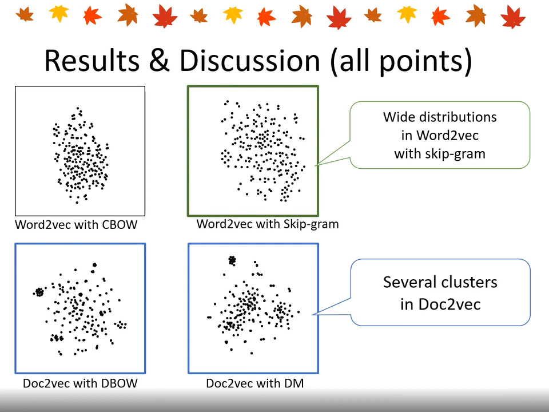Now, I will move on to the result section. These figures show the distributions of sentence vectors. The distributions in Word2Vec with skipgram tend to be wider, but there are clusters only found in Doc2Vec. This is because Word2Vec calculates the average value of word vectors, so the characteristics may be less distinctly identified, while the Doc2Vec plot tends to form clusters in sentences with common characteristics.